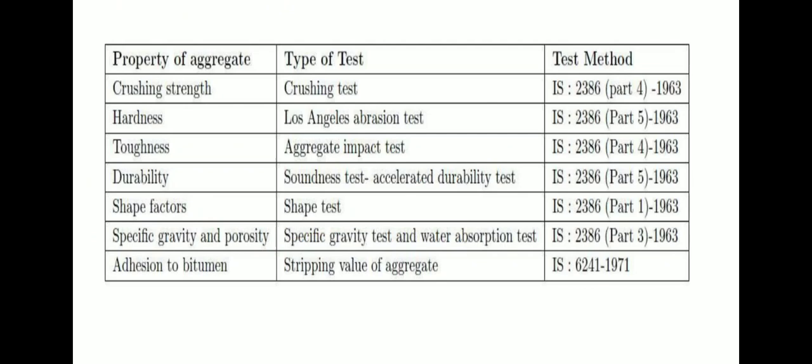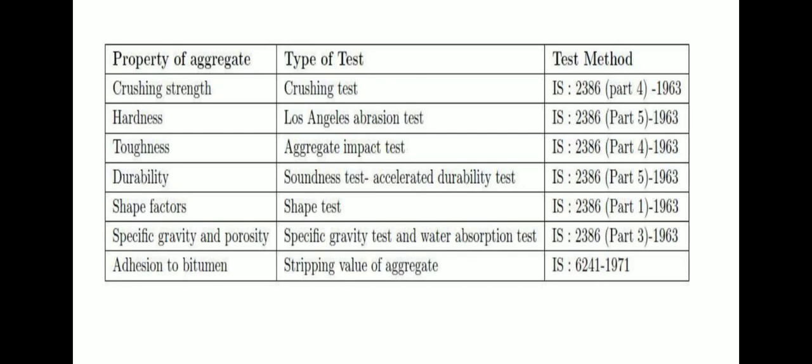So these are some of the properties of the aggregate, the types of test conducted, and the test method, meaning where these tests are given. This chart is very important and very useful. If you want to find the property of toughness, you have to do the aggregate impact test, and this method is given in IS 2386 Part 4 1963.